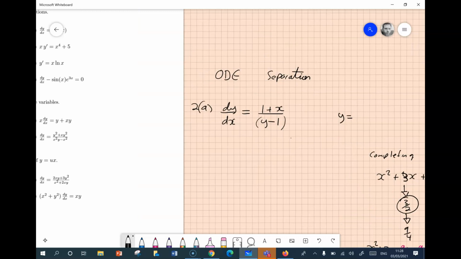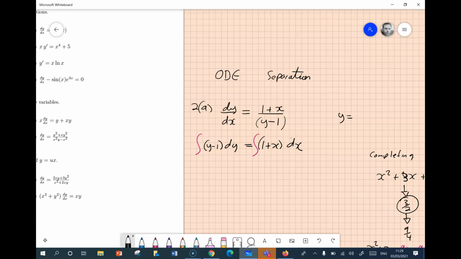So anyway, first things first, we try to integrate it as is. No, it's not possible because it's quite complicated. So the first thing we want to do is separate our variables. Get your y's with your dy's, your x's with your dx's. So I'll cross multiply. y minus 1 comes over to multiply, y minus 1 times dy. And then dx comes over to multiply, 1 plus x times dx. So now our x's are with our dx's and our y's are with our dy's.